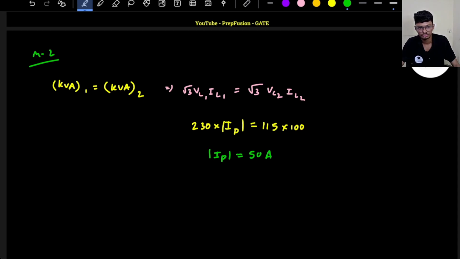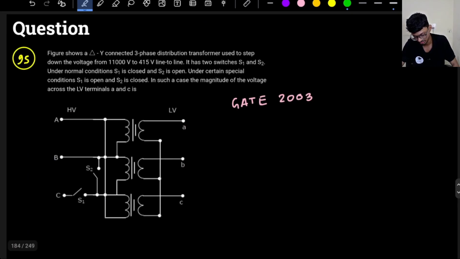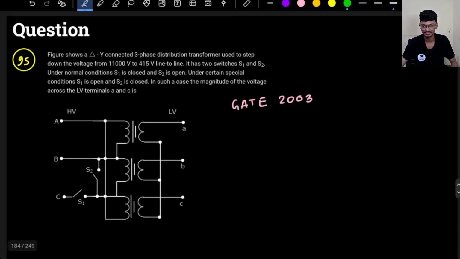Okay, so let's now solve the next question. Three-phase questions will not be that difficult, trust me. But there are just a few things you have to keep in mind: how the supplies are connected, and what the supplies are.